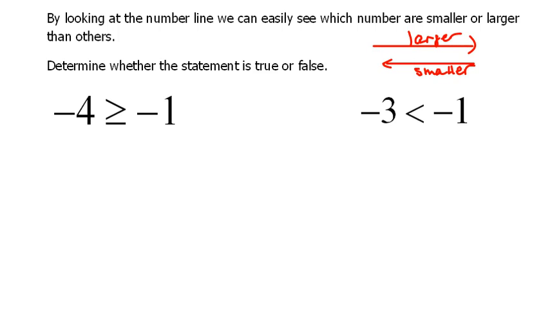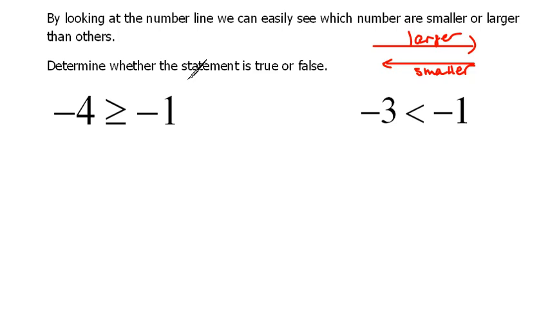Now we also need to be able to determine, just looking at two numbers, which one is larger and which one is smaller, so that we can determine whether these statements are true or false. So here we have a statement that says -4 is greater than or equal to -1. Don't forget, you have to know what that symbol says in order to be able to read that properly.